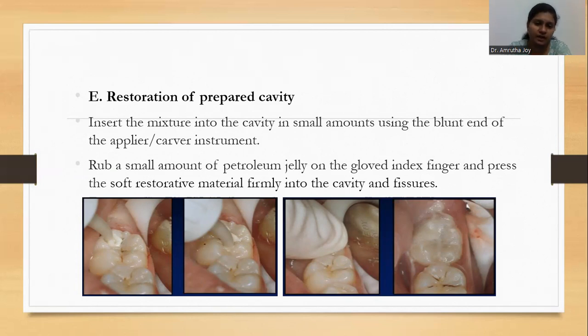Next is restoration of the cavity. For the restoration, we are using glass ionomer cement. We have to mix the glass ionomer cement on a mixing pad using a spatula, and a smooth, glossy mix should be available for restoration. Carry the restorative material to the cavity using either a cover instrument or a plastic carrying instrument. And once it is applied to the cavity, take a small amount of petroleum jelly on the index finger of a gloved hand and press the material firmly into the cavity and fissures.